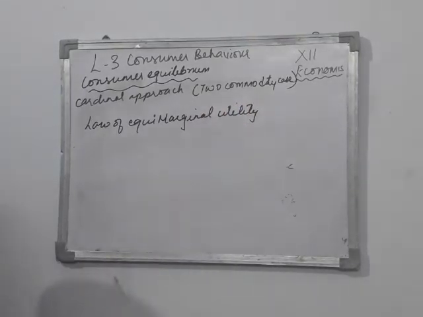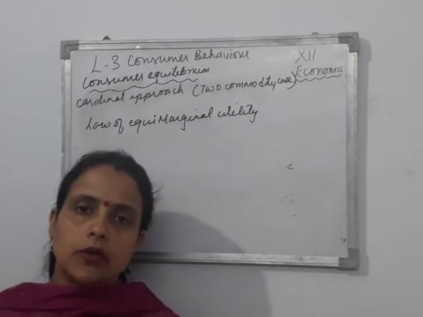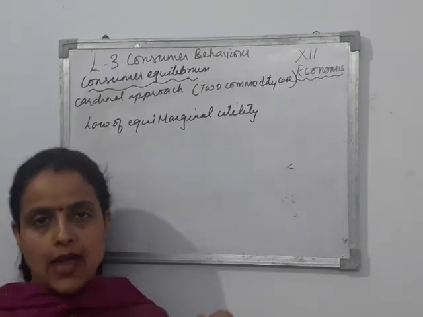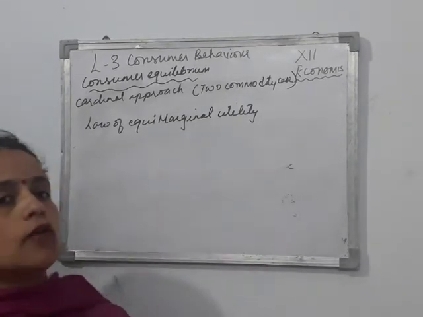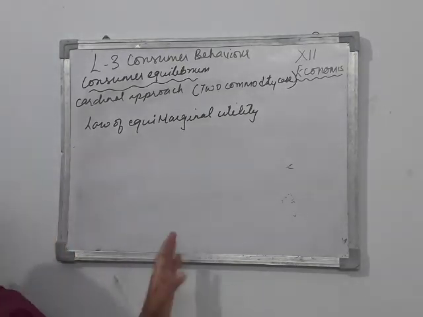Right? When we were doing one commodity case, we were doing the law of diminishing marginal utility, and when we are doing two commodity case, we have to read the law of equimarginal utility. Now what is the law of equimarginal utility? What does it state?